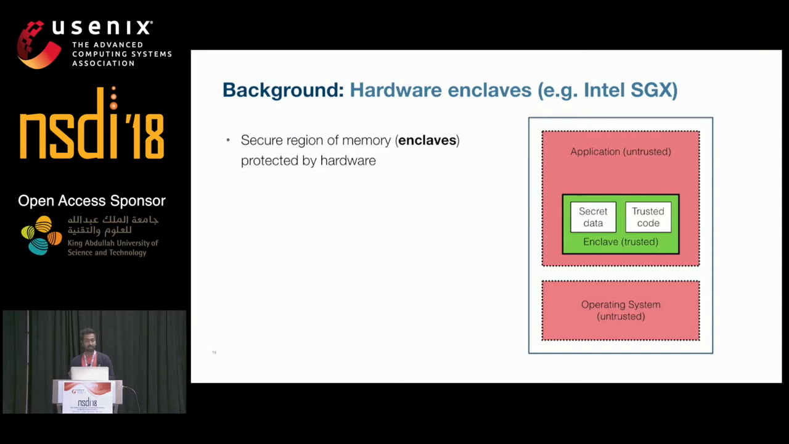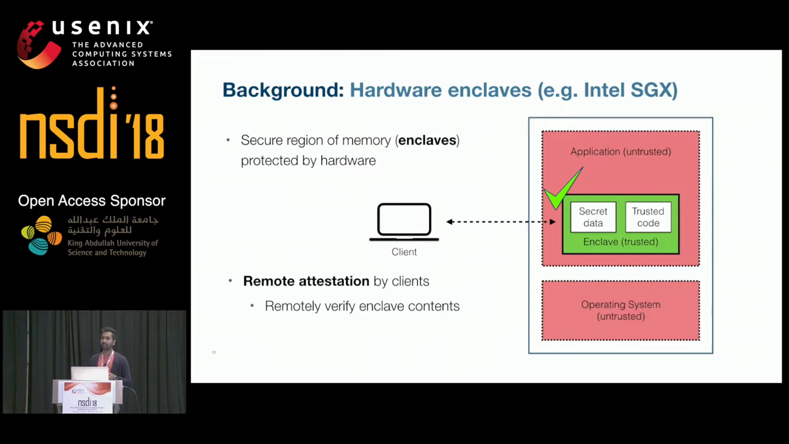Enclaves also allow remote clients to attest its contents, which means that now a client somewhere else over the internet can run applications in an enclave in the cloud and remotely verify that the enclave's contents are correct. And in doing so, the remote client can also exchange a pair of keys, bootstrapping a secure channel with the enclave, which can be used to exchange further secret communication directly with the enclave in future.